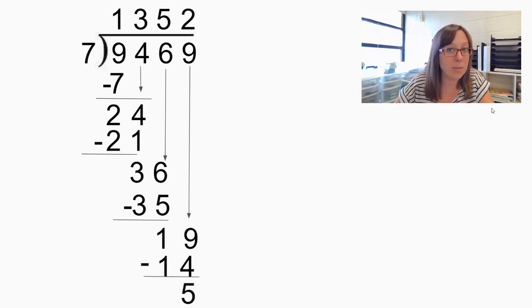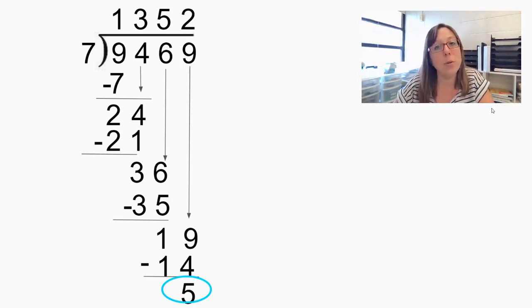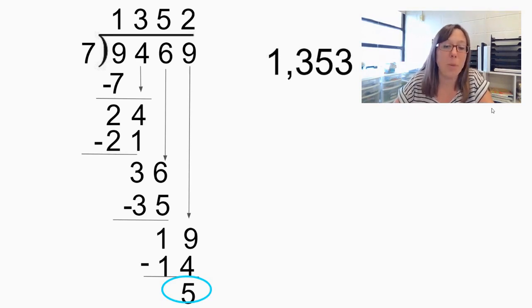Now in this case, I need to use that 5. That's 5 students. Can't just leave them on the shore. They need a raft too. So my answer wouldn't be 1,352 because I would need a raft for that last group of 5. My answer would be 1,353.